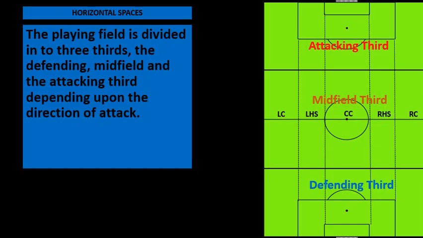The field is divided into three thirds: the defending, midfield and attacking third, depending upon your direction of play. The defending third is usually where the team should be cautious and take the least amount of risk. As well, it is sometimes used by teams to defend in a low block. The midfield third is used for ball progression and is also sometimes used to defend in a mid block, while the attacking third is used for penetration and to finish at goal.